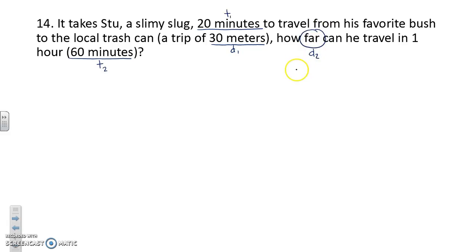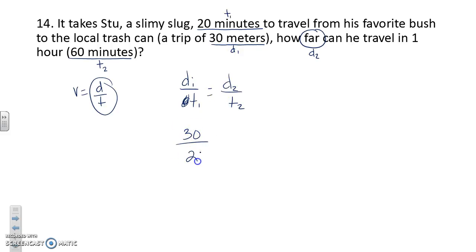So on this one, you're doing a comparison, and when you're doing a comparison, set it up as a proportion. We know velocity is equal to d over t, so we can take d over t and set it equal to d over t. So our first d, or d1 over t1, is equal to d2 over t2. So d would be 30 over 20, and we're saying if he can travel 30 meters in 20 minutes, how far can he travel in 60 minutes? Here we go.